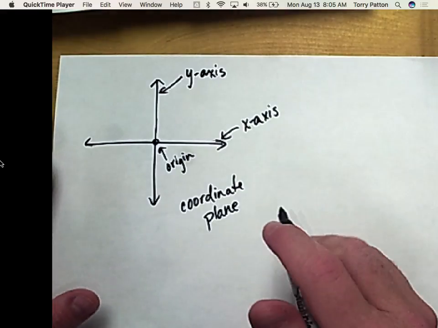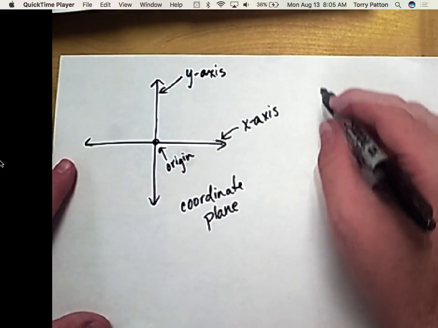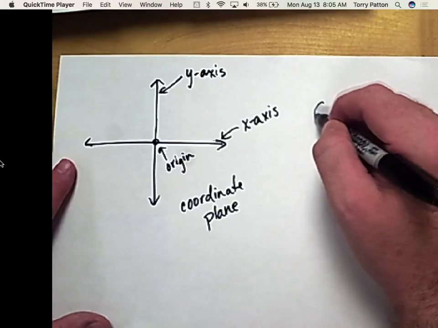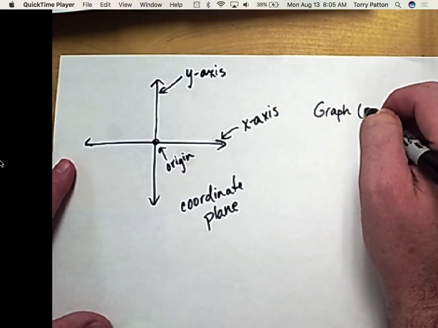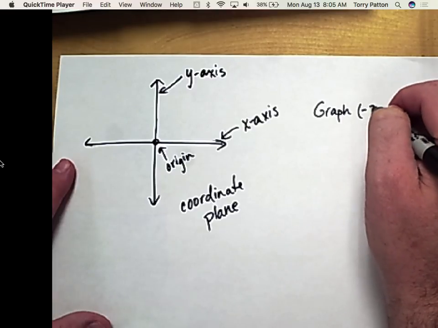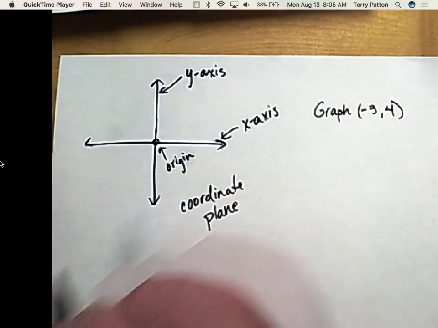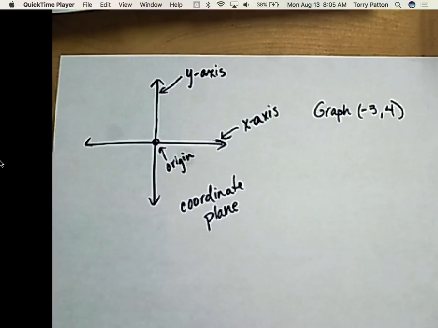Okay. If I ask you to graph the point -3, 4, what would you do? Where do you start? Right? Origin means beginning. It means where you start. So that's why they name it the origin, because when you're graphing things, you start at the origin.